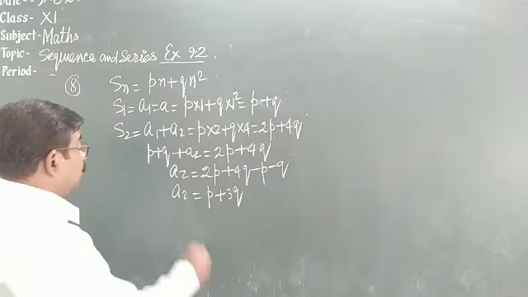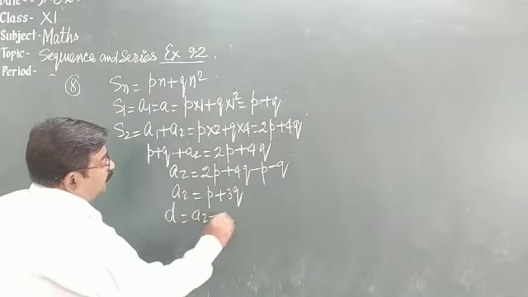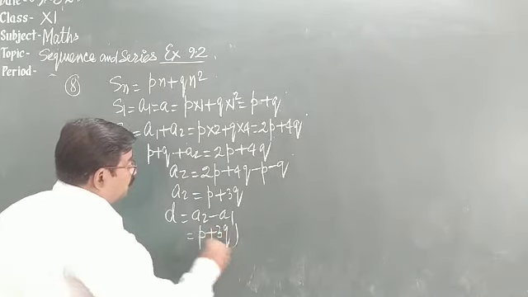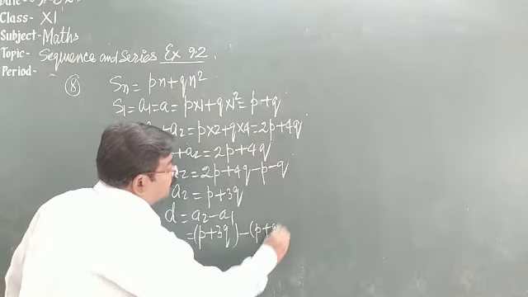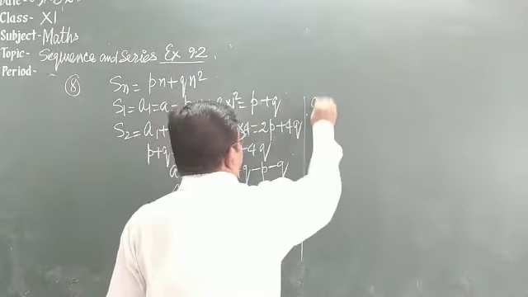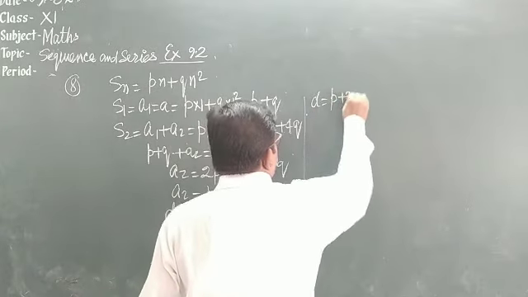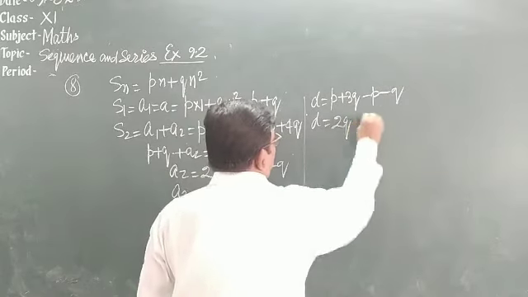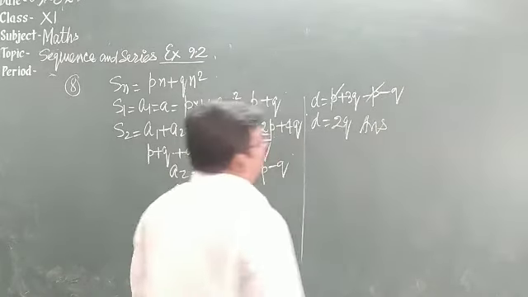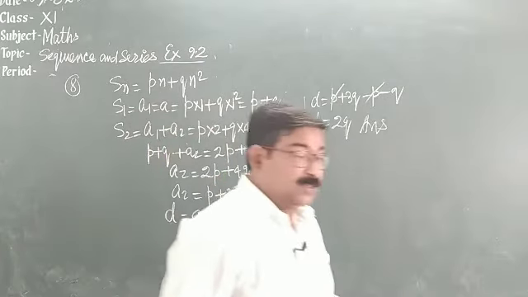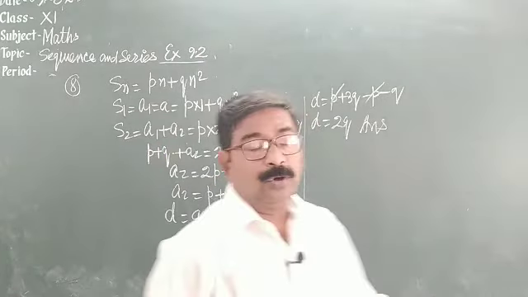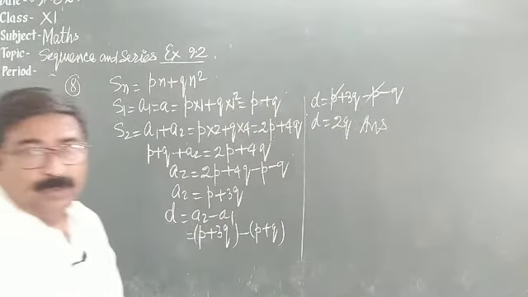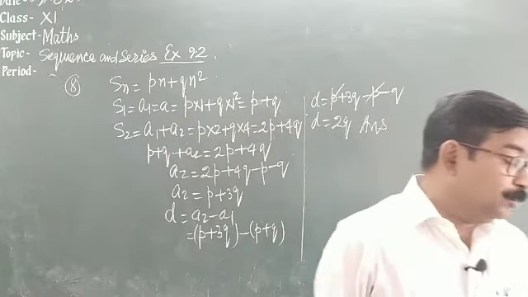Now get D. So we have D is equal to A2 minus A1. A2 we have got P plus 3Q minus P plus Q. Open the bracket. We have D is equal to P plus 3Q minus P minus Q. So we have got D is equal to 2Q is the answer. Why? This P and P will go, and 3Q minus Q is 2Q. So this is your answer of this question. So we have got the solution of question number 8. You can note down by pausing the video.